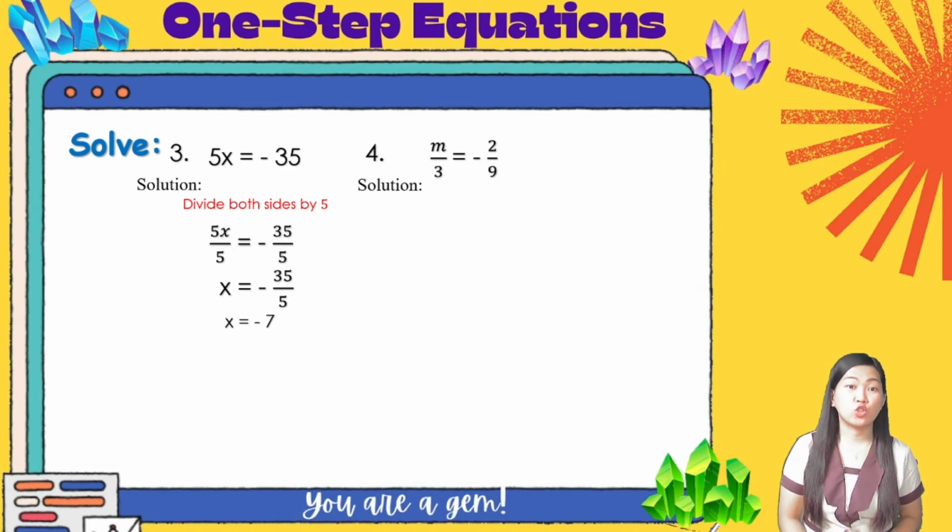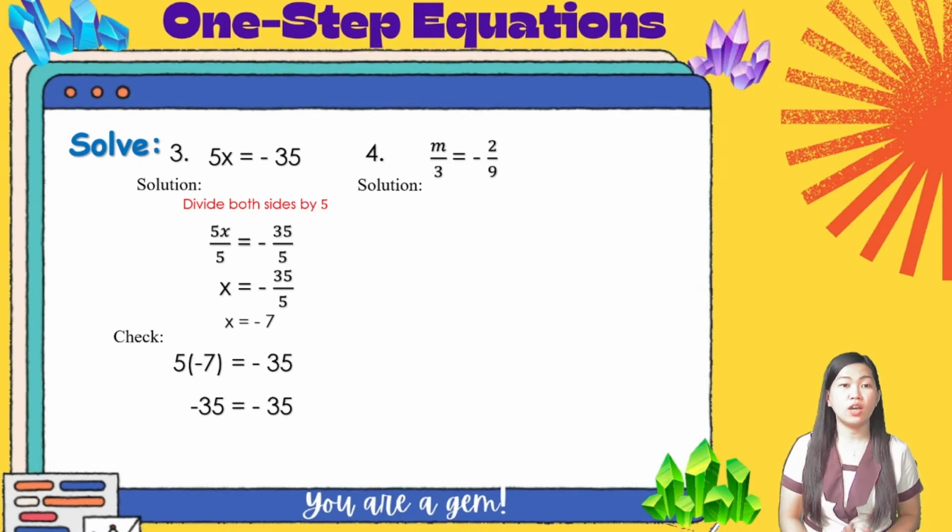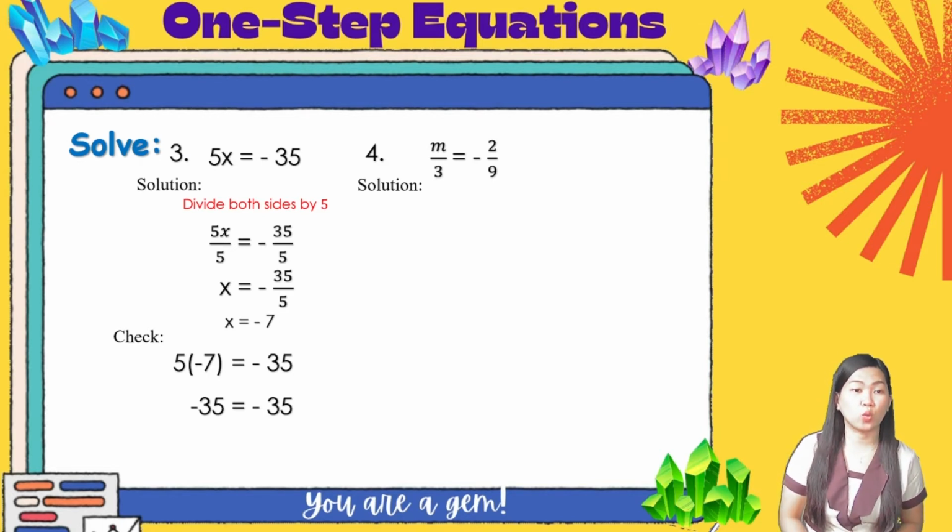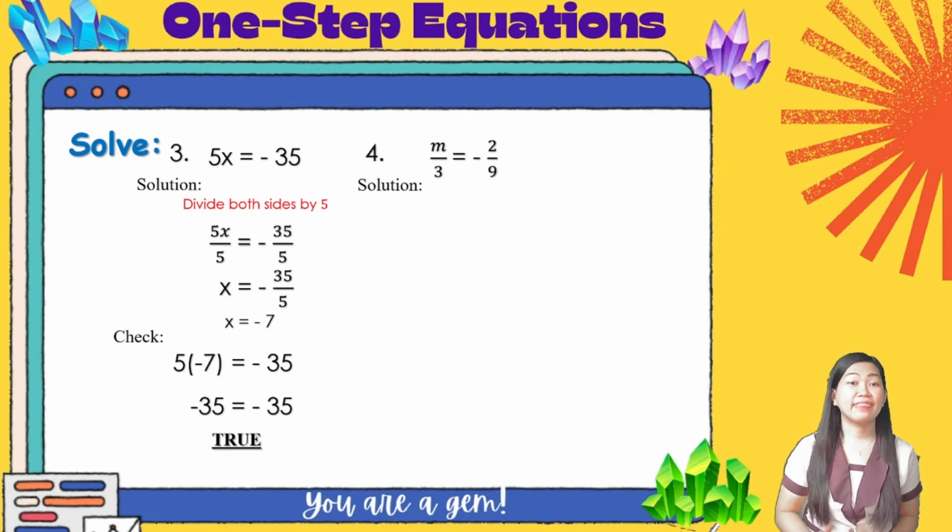So again, to check if our answer is correct, you need to substitute the value of x to the equation. We have 5x is equal to negative 35, wherein we prove that our answer is correct since the equation is true. And now let us proceed with number 4.